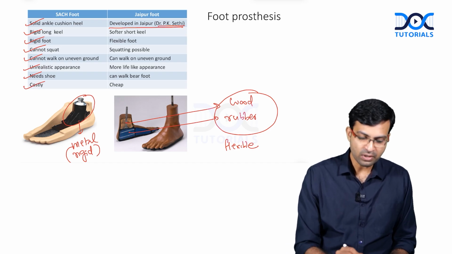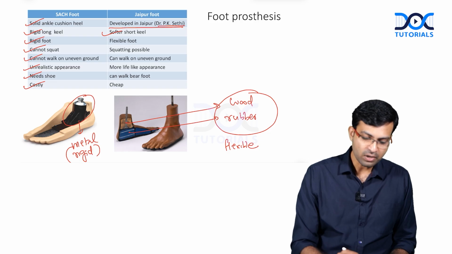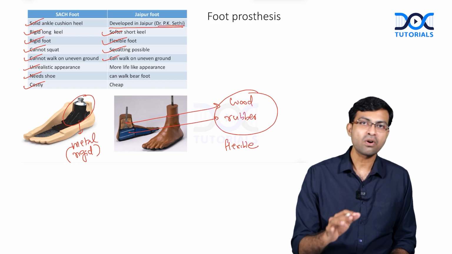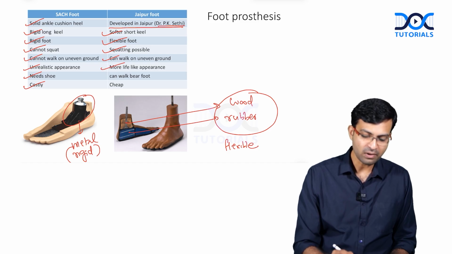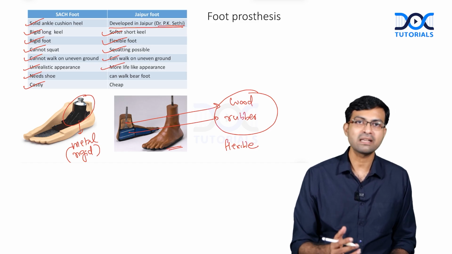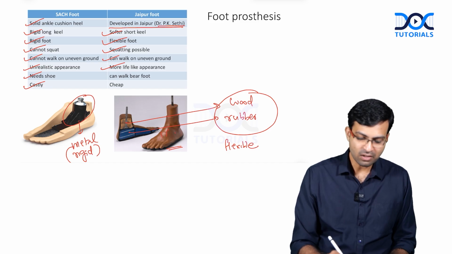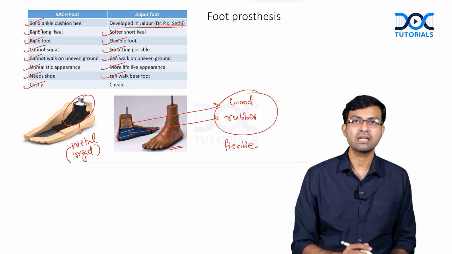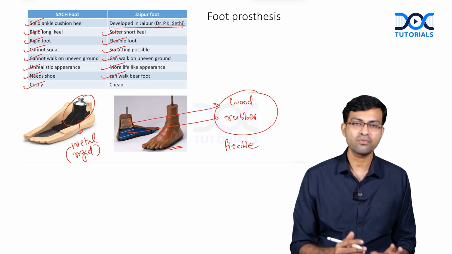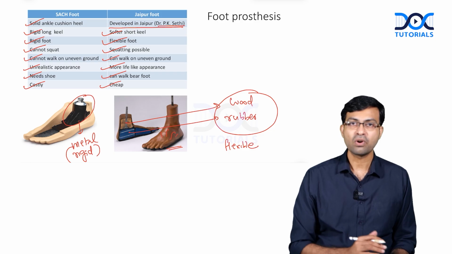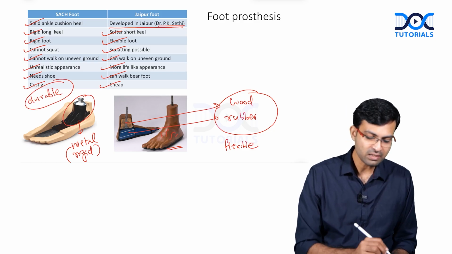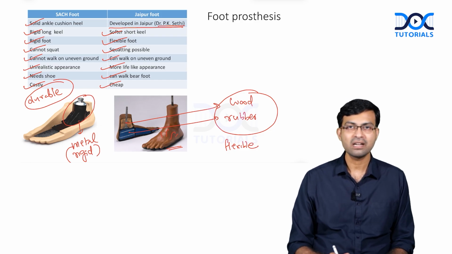In the case of the Jaipur foot, it is made up of a softer short keel. Therefore, it is more flexible. So squatting is possible. The patient will be able to walk on uneven surfaces. It is more lifelike. It is more similar to our Indian complexion. You can see that veins and all are also visible on it. So this is more lifelike, and the patient can walk without any shoes. It can be used barefoot. And it is also much cheaper. But what is the advantage of the SACH foot? The SACH foot is usually more durable. Because it is made up of solid metal, it is much more durable than your flexible Jaipur foot.